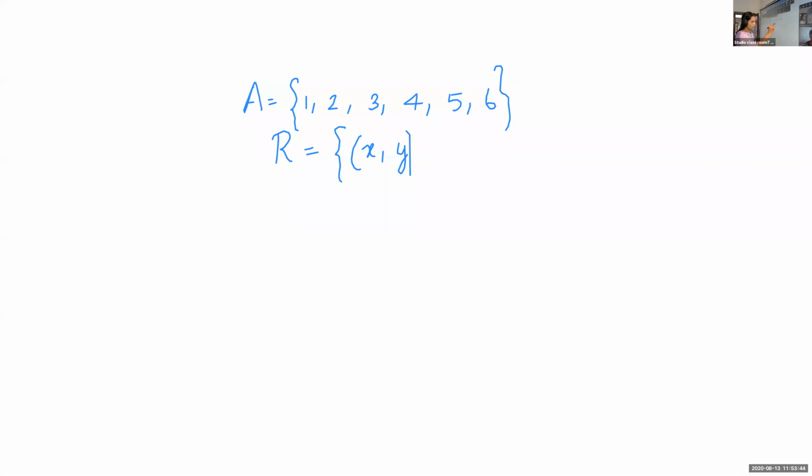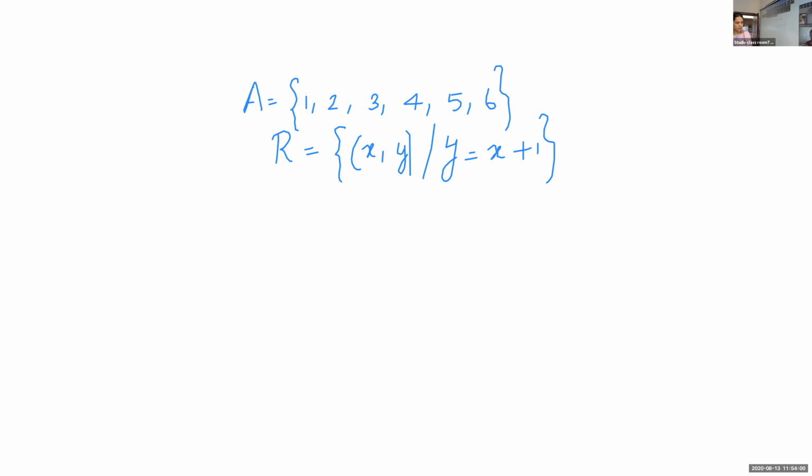A is equal to the set {1, 2, 3, 4, 5, 6}. R is equal to the set of all ordered pairs (x, y), where y is equal to x plus 1.